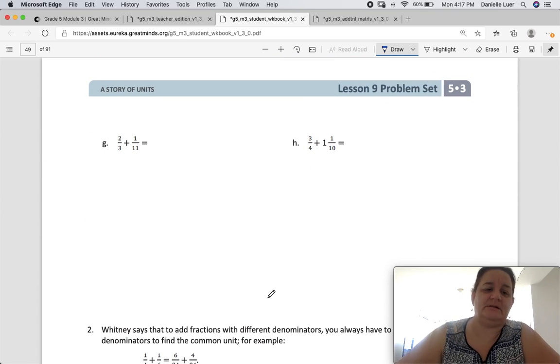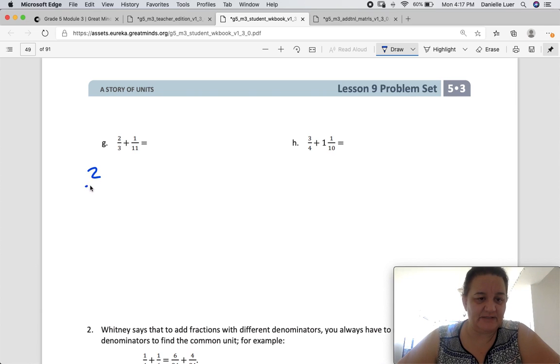Next. All right, I don't think skip counting is going to do me much good here, and I just know that from experience. We could do it, or we could just multiply these two together, and I think that's probably going to be our best bet here today. 2/3 plus 1/11, and I'm going to multiply them together.